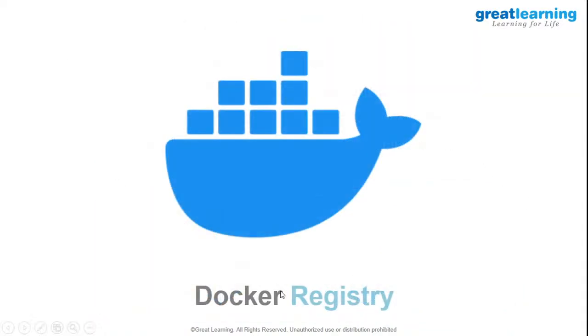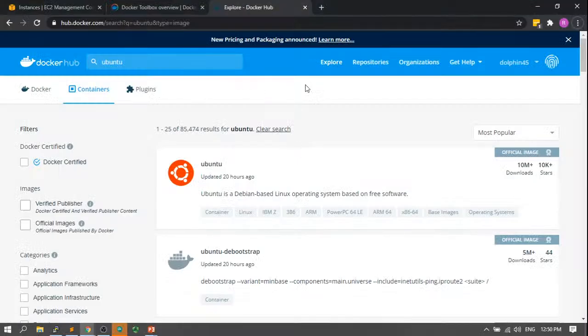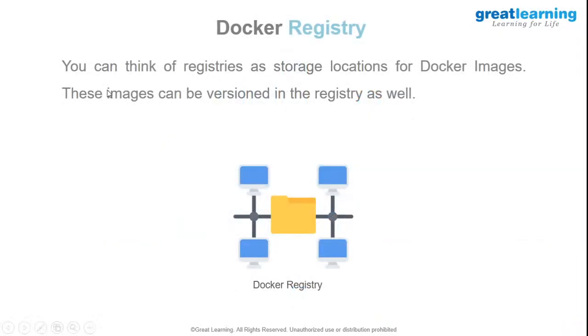All right, so let's talk about Docker Registry. I've already told you a little bit about Docker Registry. DockerHub is a Docker registry, it's the official Docker registry. You can think of a registry as a storage location for Docker images. If you want to store your Docker images in a certain location, you can do that, and that location will be called a Docker Registry.